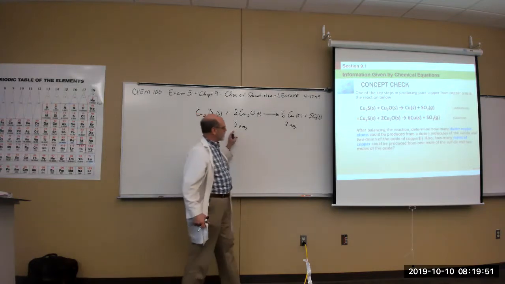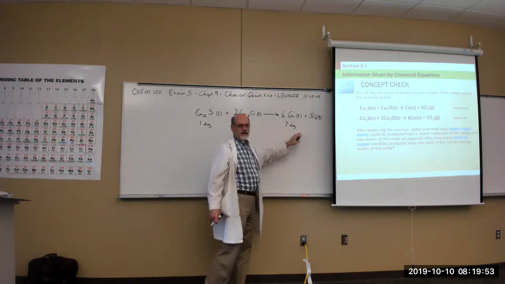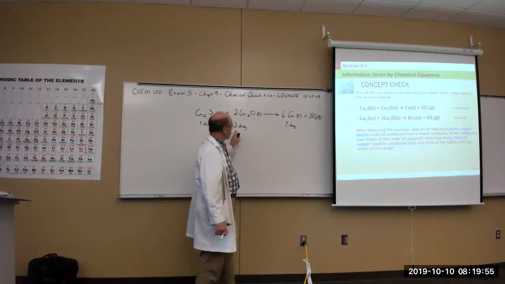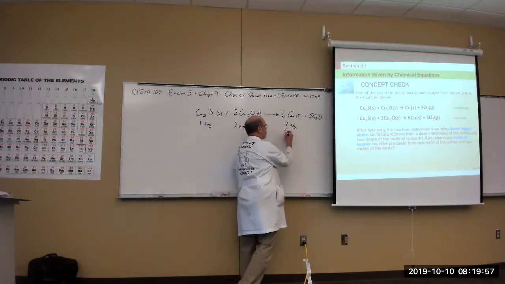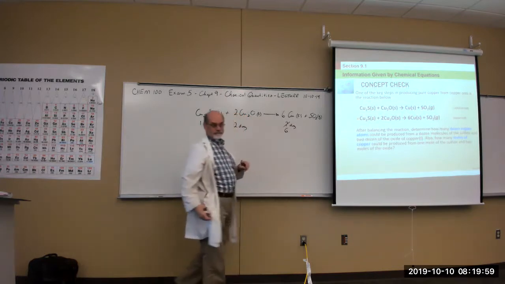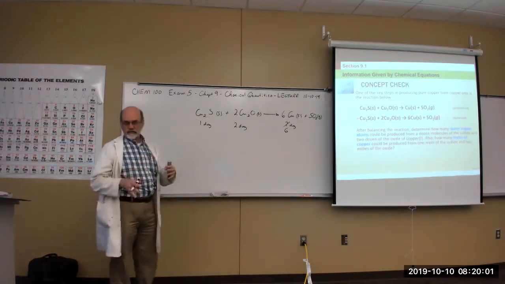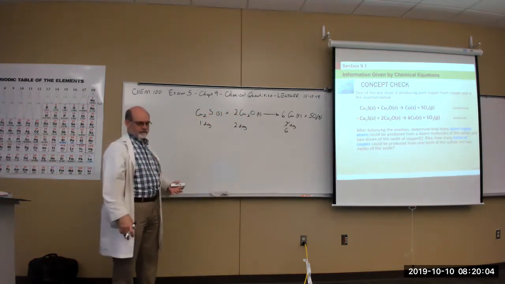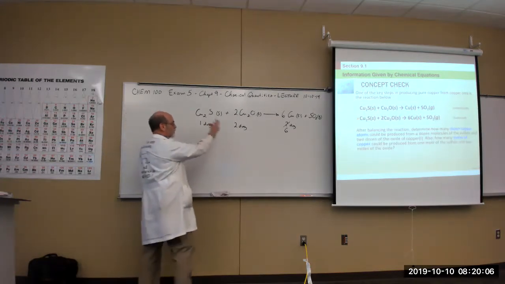And as long as the unit of measure is the same on this side, then 1 of these plus 2 of these yields 6 of those. It's all the ratio, the number ratio. It's 1 to 2 to 6 to 1.